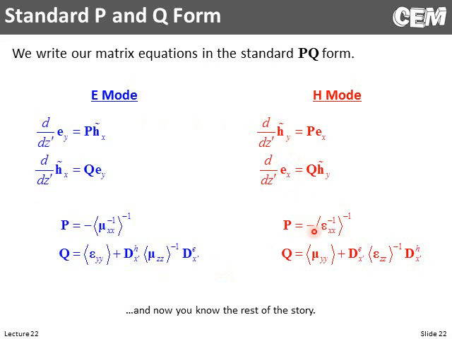But now for our 2-dimensional method of lines, we've reduced this to our standard PQ form. And you know the rest of the story, how to handle that. We handle the layers the same way, calculate scattering matrices the same way, iterate through layers the same way, etc. Nothing's different.